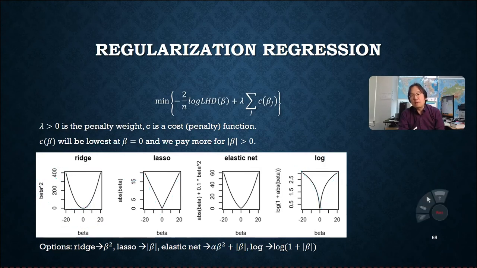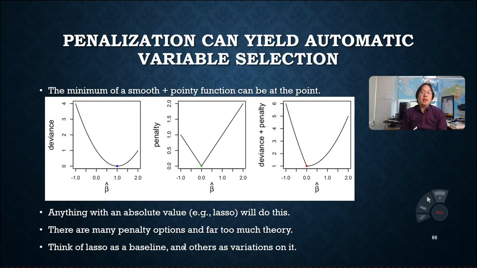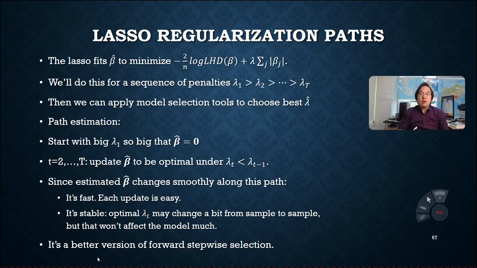Anyway, penalization can yield automatic variable selection. It's like saying, please just make it zero unless you really, really need it. So that's the approach, so that you naturally select with lasso and Ridge regression. The minimum of a smooth and pointy function can be at the point, but that's not the scope of our class too much. Anything with an absolute value will do this, and there are many penalty options and far too much theory. Think of lasso as a baseline and others as variations on it.